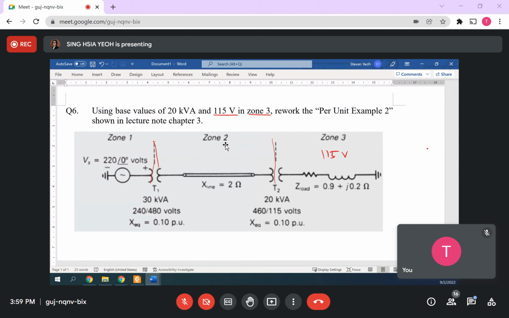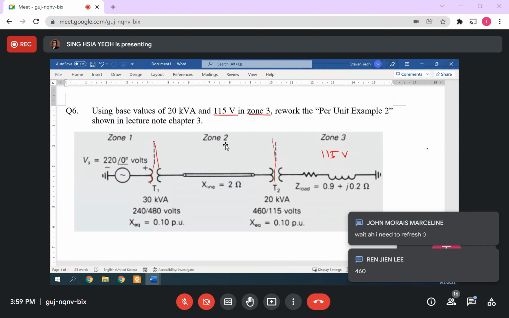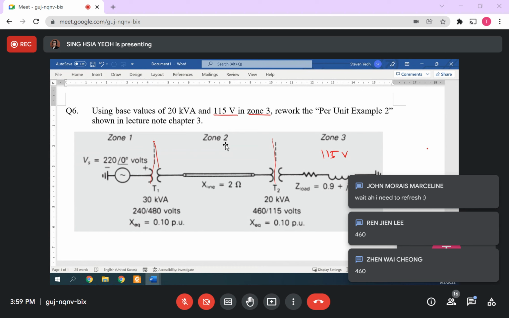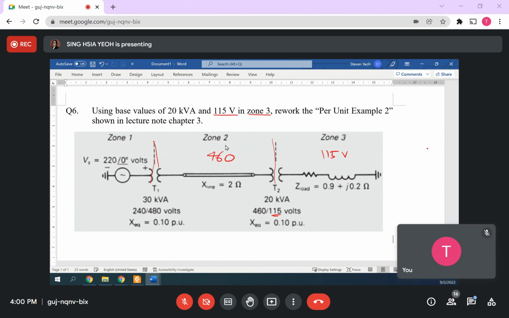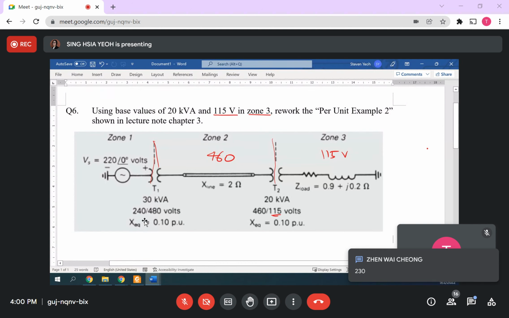Hello? Hello? Why do you need to refresh? It's very easy. Yeah, it's 460. Because of 115 and 115, this is a transformer, right? So you need to step up or down according to the transformer ratio. 115 and 115, then here 460, then here definitely 460. Okay. Then if this is 460 and 240 here, then what is the value here? Yeah, it should be 230.